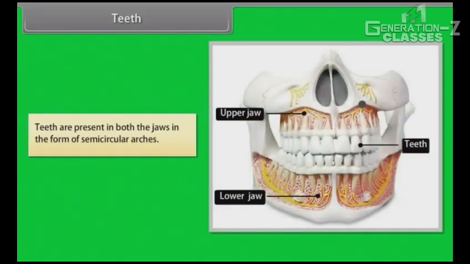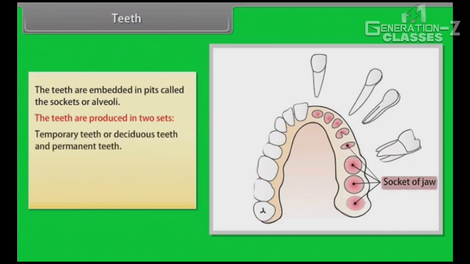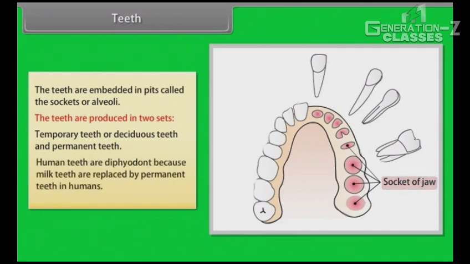Teeth: teeth are present in both the jaws in the form of semicircular arches. The teeth are embedded in pits called sockets or alveoli. The teeth are produced in two sets, temporary teeth or deciduous teeth, and permanent teeth. Human teeth are diphyodont because milk teeth are replaced by permanent teeth in humans.